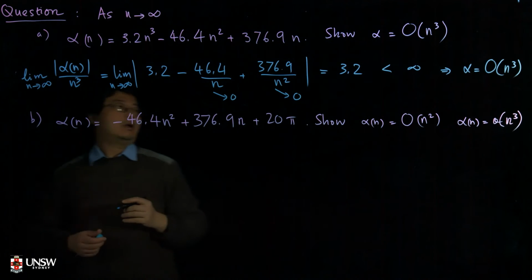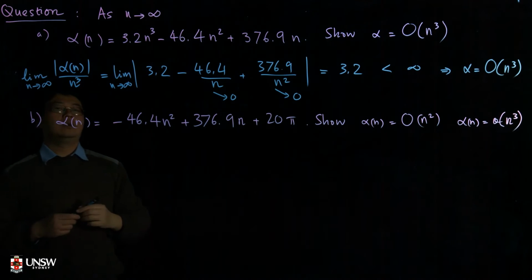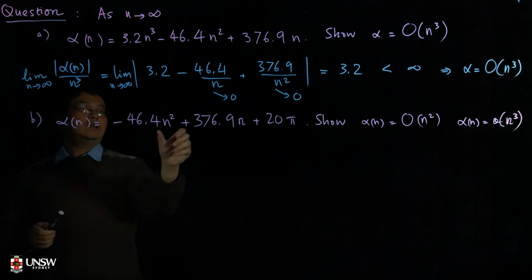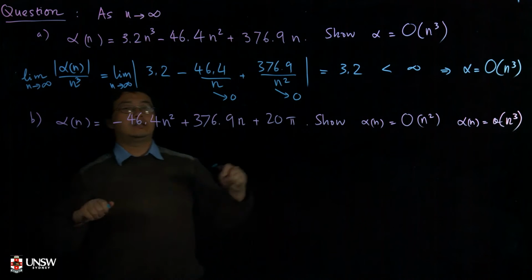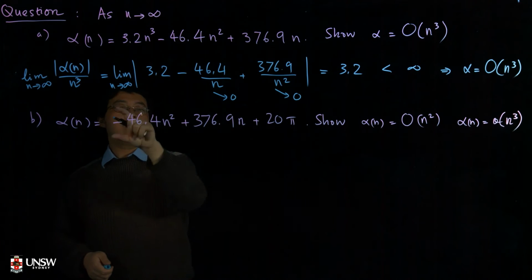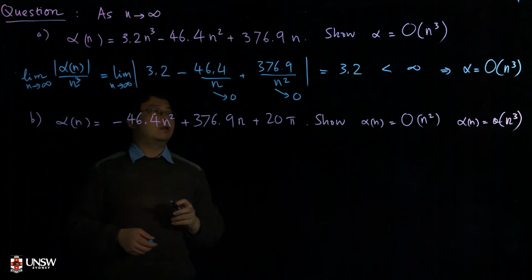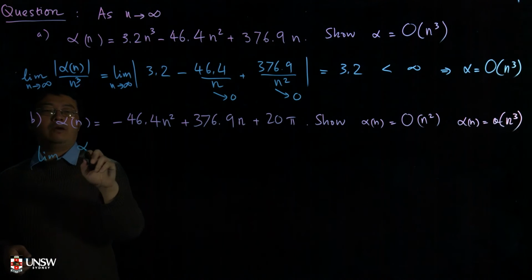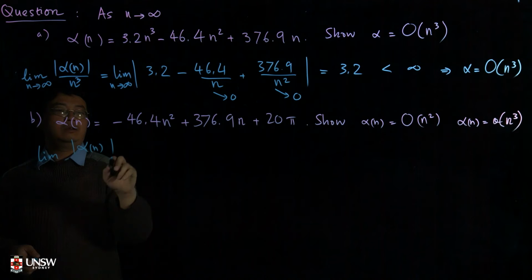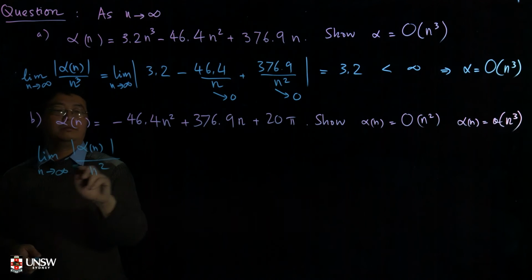Okay. So for the second question, now we have another expression. Alpha n is given by this one, and now we want to show that alpha n, the largest terms, will be just order n squared. In order to see that, we just take the limit of alpha n in absolute value divided by n squared, and take n to infinity.